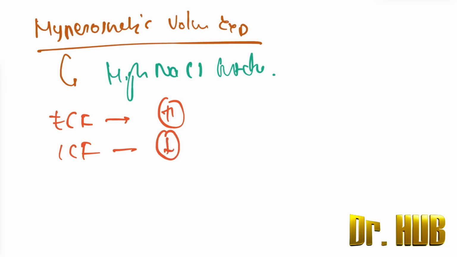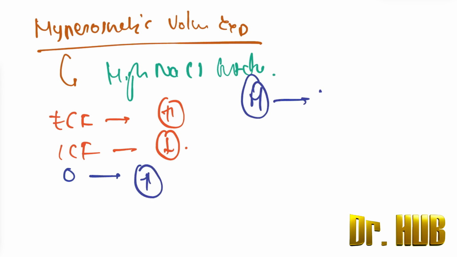The ICF is decreased. Next, looking at the osmolarity, the osmolarity will be increased. And looking at the hematocrit, it will be decreased, as well as the plasma proteins.